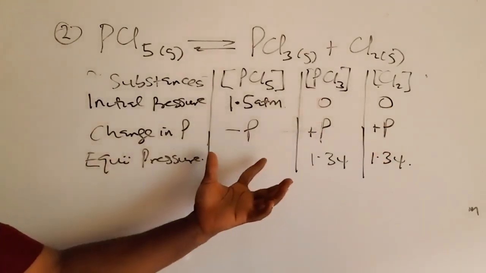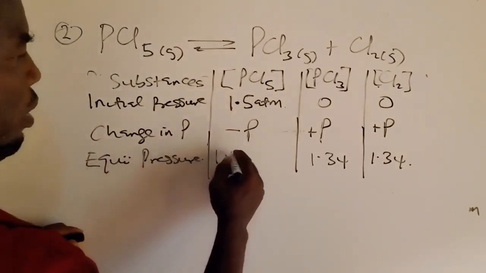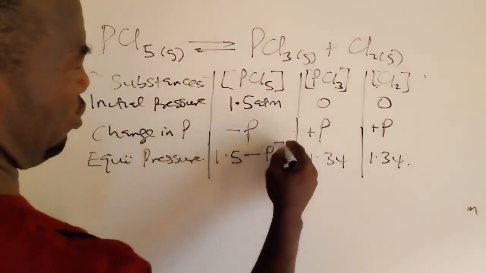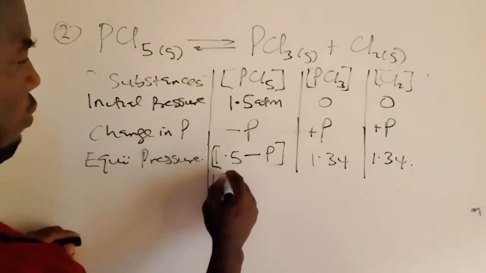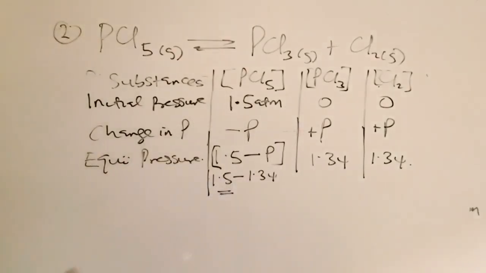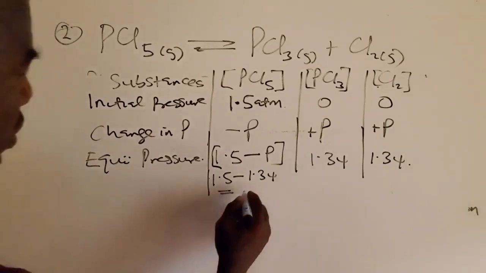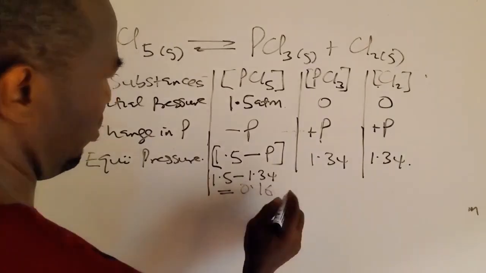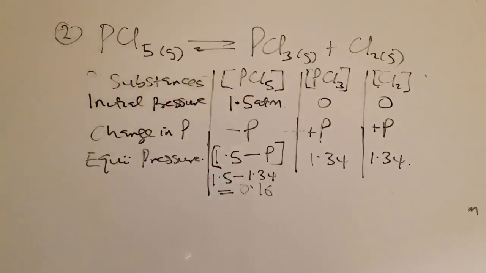So the equilibrium pressure of this particular one, since it's losing, should be 1.5 minus P. Since P is 1.34, it's going to be 1.5 minus 1.34, since the reactant is given away. So the equilibrium pressure of the reactant, 1.5 minus 1.34, gives us 0.16 atmosphere for phosphorus pentachloride.